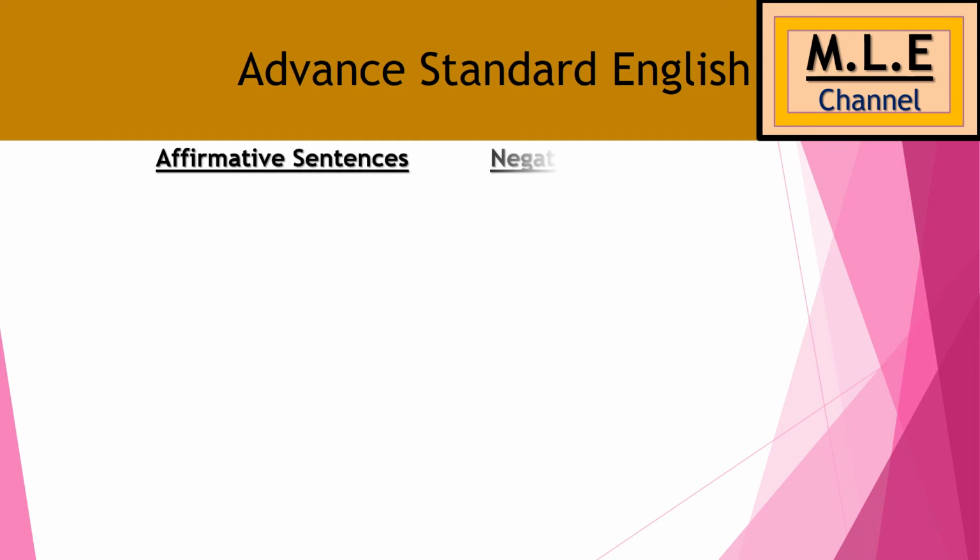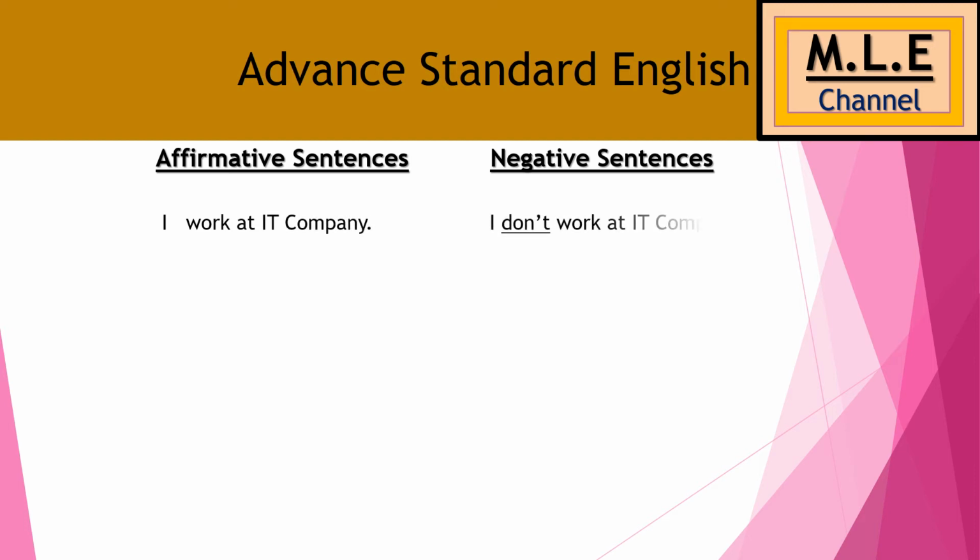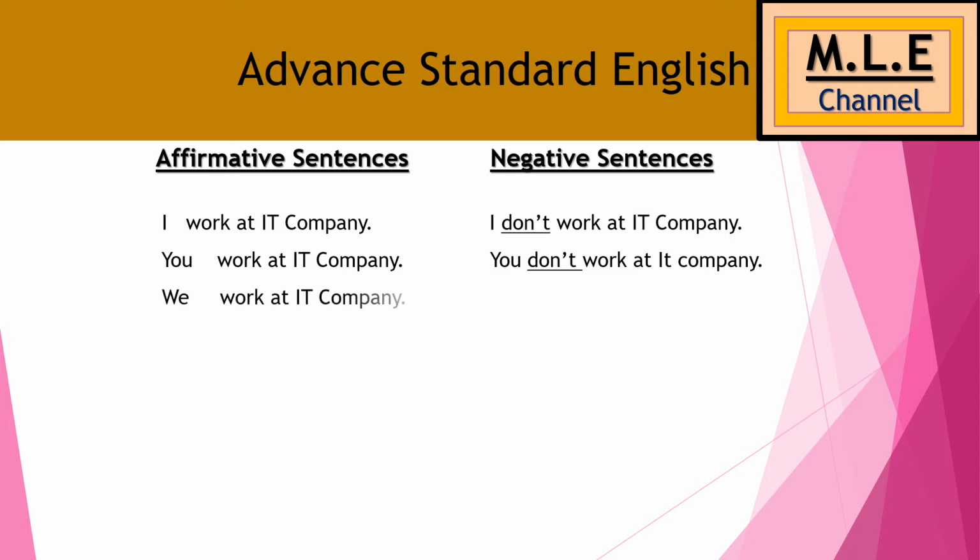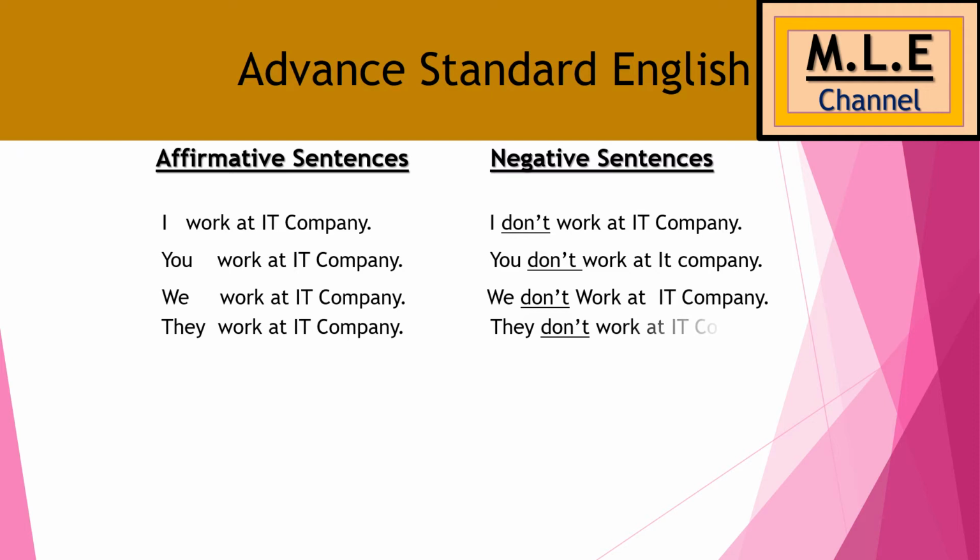Affirmative sentences and negative sentences. We use the short forms of do not and does not here. I work at IT company. I don't work at IT company. You work at IT company. You don't work at IT company. We work at IT company. We don't work at IT company. They work at IT company. They don't work at IT company.